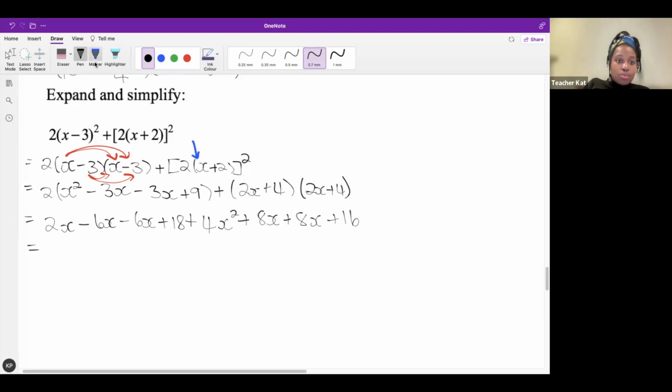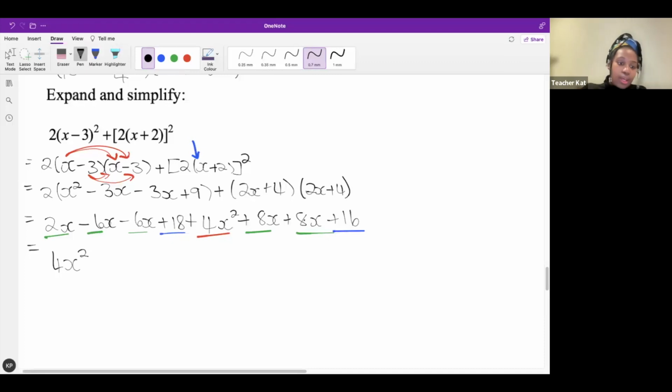Now let's look at like terms, which we have a lot of here. I have 2x squared, then -6x, -6x, +8x, +8x. The 4x squared seems like it's on its own. And then we also have plus 18 plus 16. So let's start with the x squareds because that's how we usually start. Then, what is -6x minus 6x plus 8x plus 8x? Let's get working. 2 minus 6 is -4. Minus another 6 is -10.